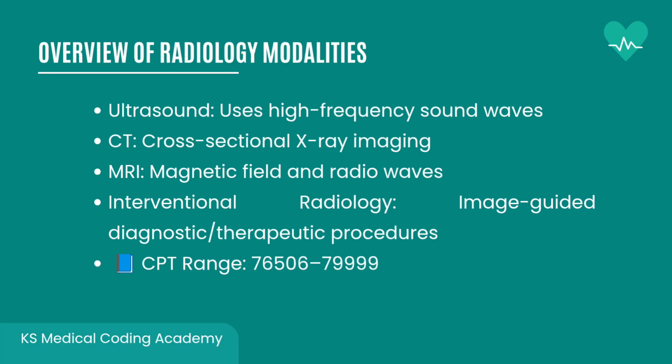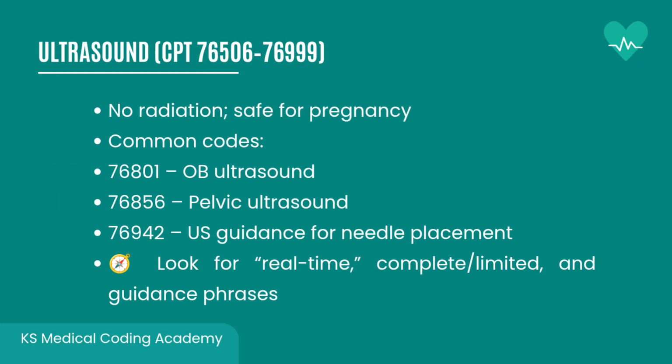Overview of radiology modalities. Radiology codes in CPT are organized by the type of imaging modality used. Today, we focus on ultrasound, which uses sound waves, CT scans, using X-ray imaging, MRI, using magnetic fields, and interventional radiology, which combines imaging with minor procedures. The CPT code range is 76506 through 79999.